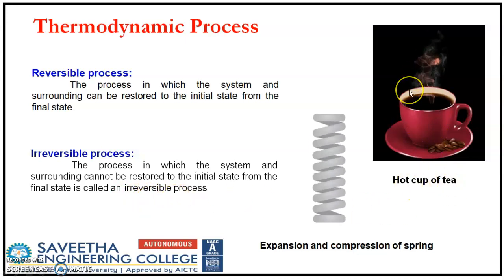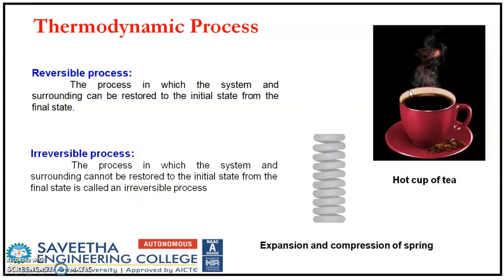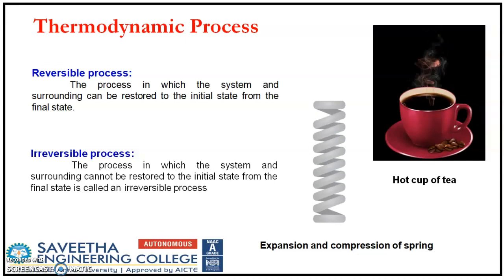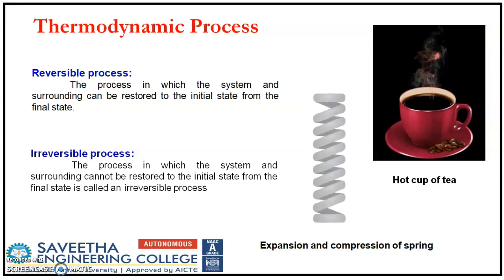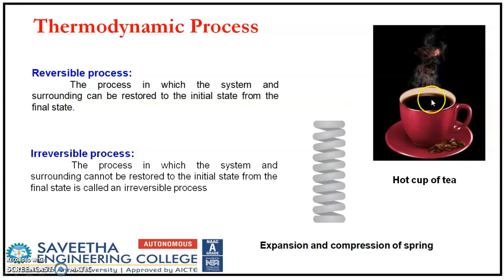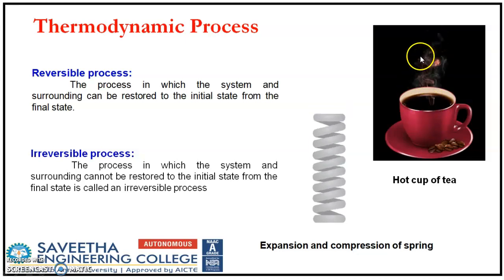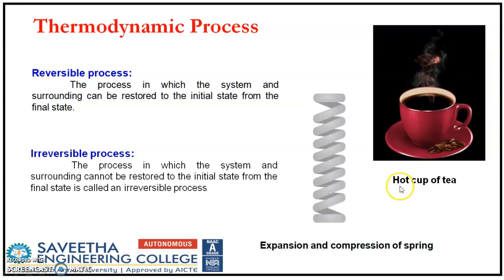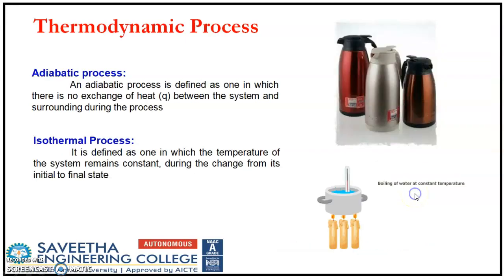See, the example is a hot cup of tea. A cup of tea, when left alone, will never get heated up on its own. The heat in the tea moves to the surroundings, so it can't return to its original state. So that is an example of an irreversible process.